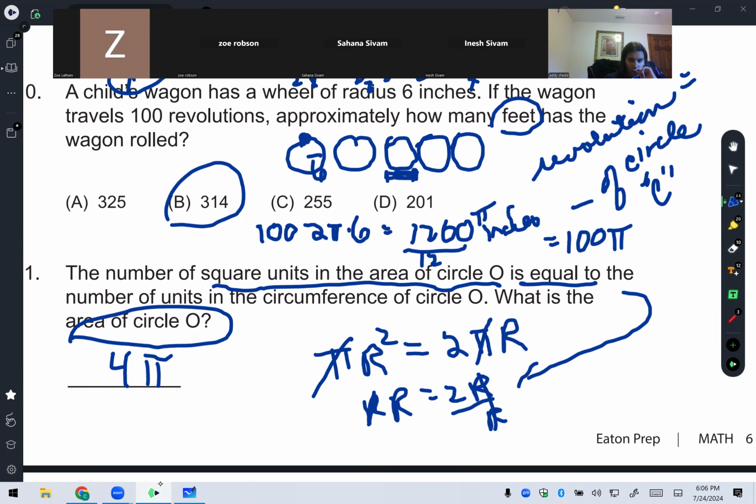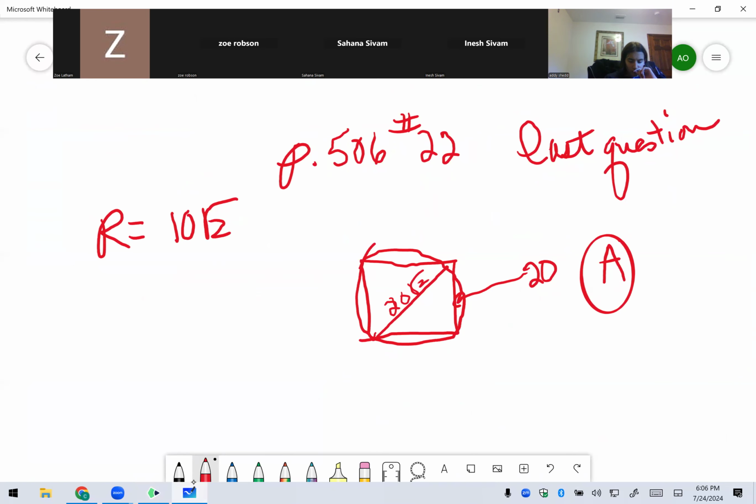The next thing, arcs and sectors. Okay, so I guess everybody's good? Sehana good? Yeah. Inesh? Yeah. Okay, Addie, just nod your head, honey, because I can see. And Zoe Robson? Yeah. And Zoe Latham? Yeah. I'm bringing up memories. I hope you had a good geometry teacher.